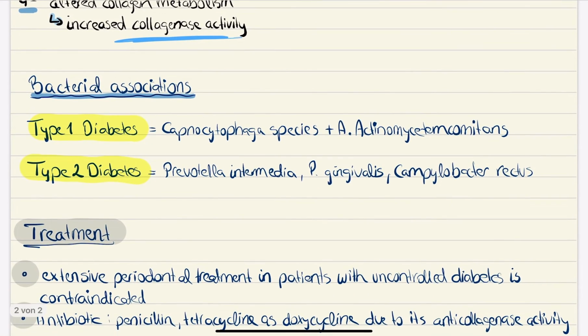The bacterial associations. In type 1 diabetes, we have the Capnocytophaga species and A. actinomycetemcomitans. In type 2, we have Prevotella intermedia, or P. intermedia, P. gingivalis, and Campylobacter rectus.